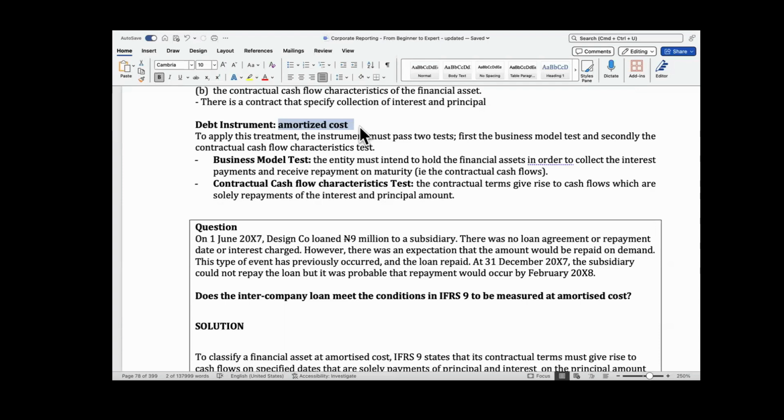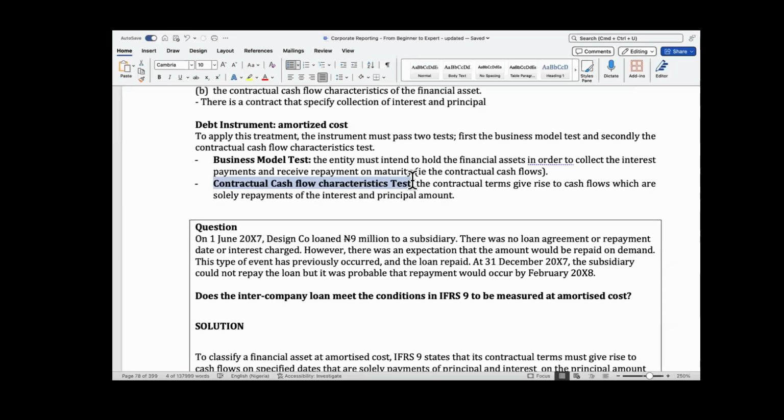Because most debts, when you invest in debt, most people want to collect that interest. You see them asking, what's the interest rate? What's the interest rate? It is because they want to collect interest. And of course, you get your principal back at maturity. This one is like, it's silent because it always exists. There's always a contract that will specify interest and principal.